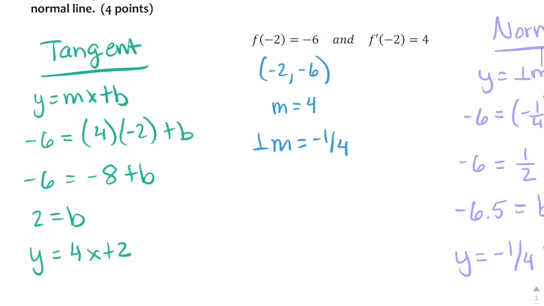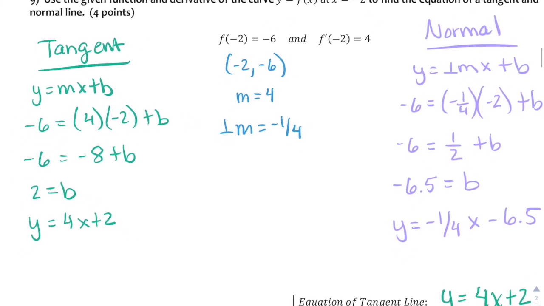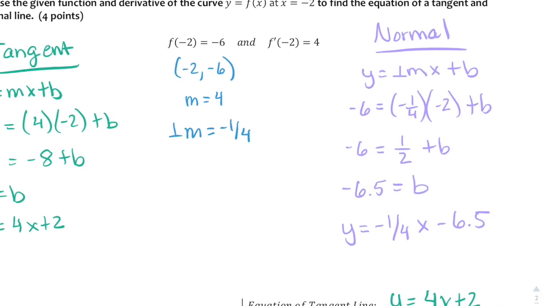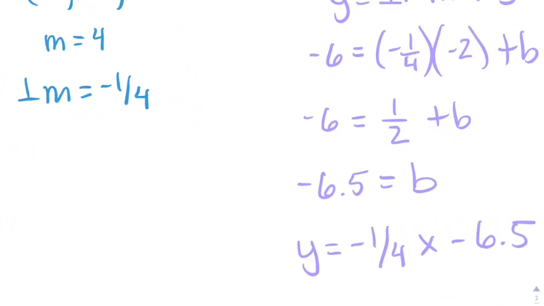In my normal line, I use a perpendicular slope. I use the negative 1/4 with the same x, the same y, and after solving, be careful here: when I have a negative 6 equals plus 1/2 plus b, when I take away the 1/2, I'm taking away 1/2 from negative 6 already, so I get negative 6.5. Do not mess that up. I see students tend to mess that up. They get 5.5, or negative, I apologize, negative 5.5. So be careful with that.